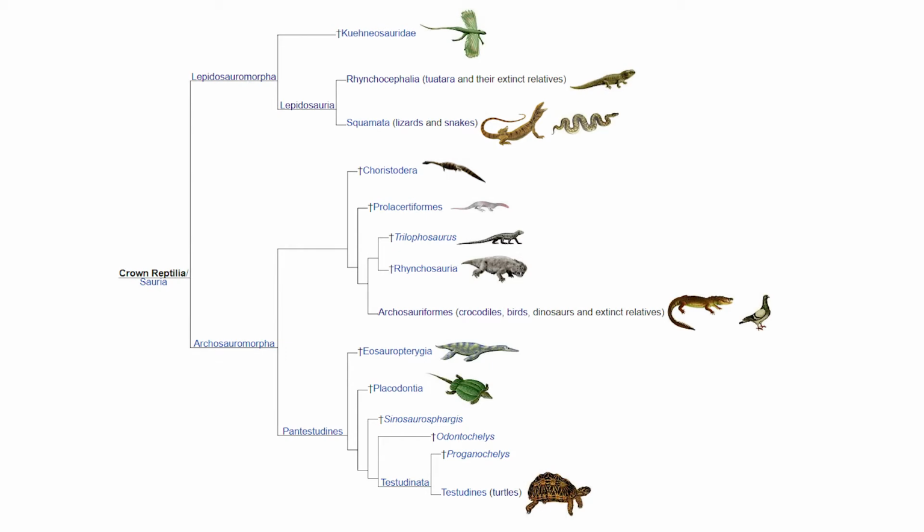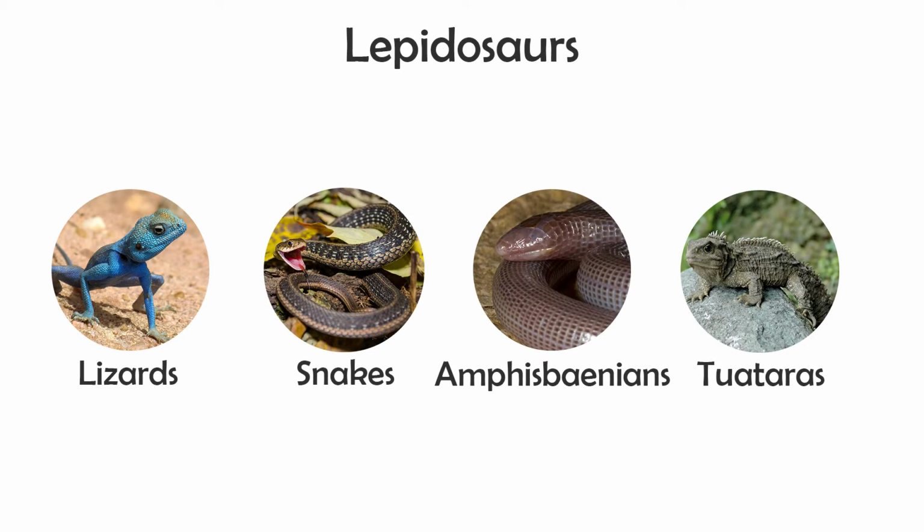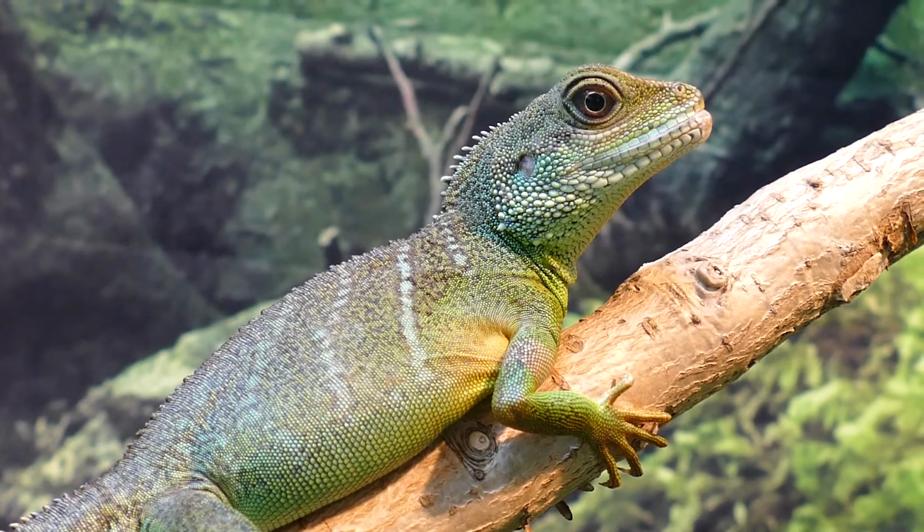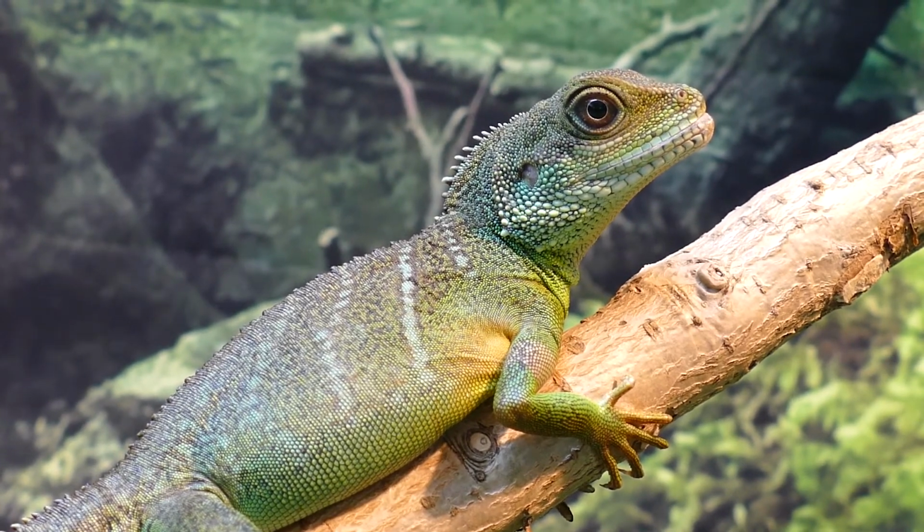Reptiles can be broken into two main orders, being Lepidosaurs and Archosaurs. Lepidosaurs is the larger order of the two, with over 9,000 species. It includes lizards, snakes, Amphisbaenas, and tuataras. Of Lepidosaurs, lizards are the most prevalent. Around 2/3 of Lepidosaur species are lizards.